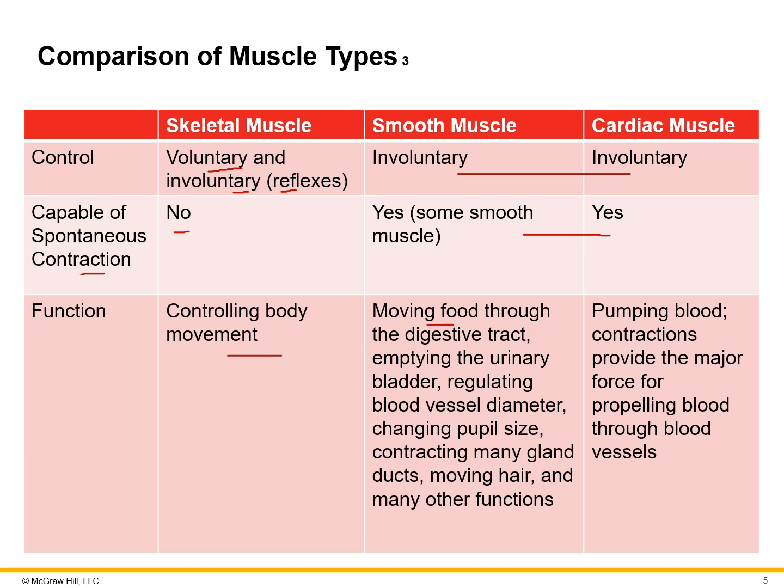Whereas with the smooth, we're moving that food through the digestive system, moving our urine, talking about vasoconstriction or dilation of our blood vessels, pupil size, and then contracting our glands, moving hairs, etc. And then the cardiac, again, in the heart. So pumping the blood as well as contracting the heart. So moving all that blood through the heart, through the atrium and the ventricles.